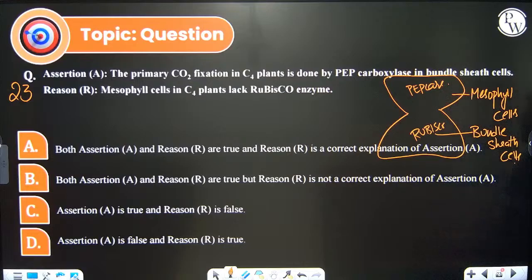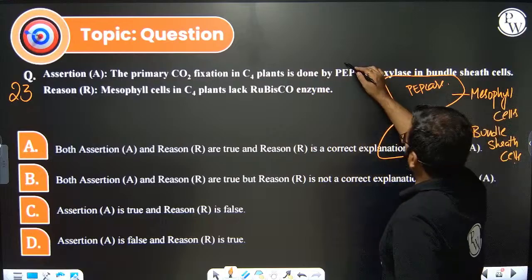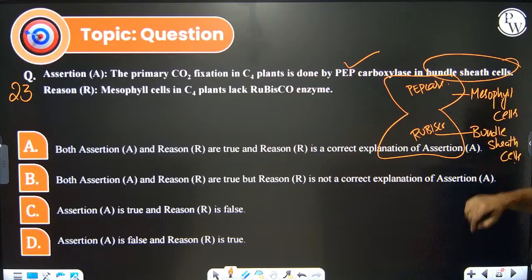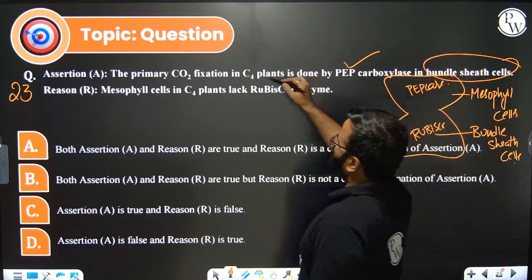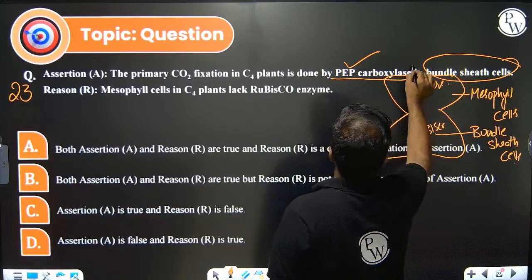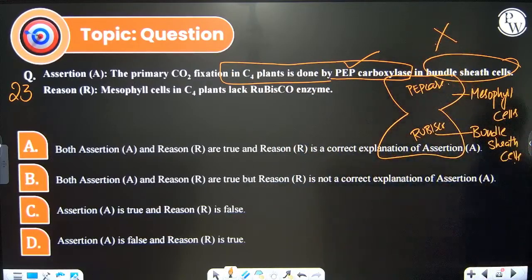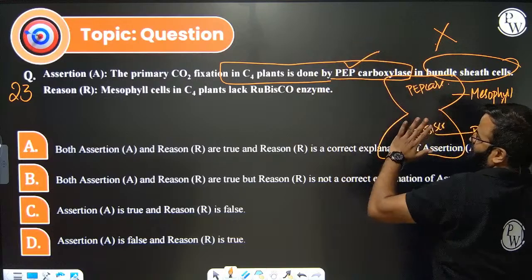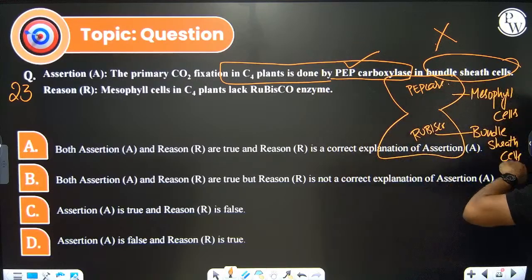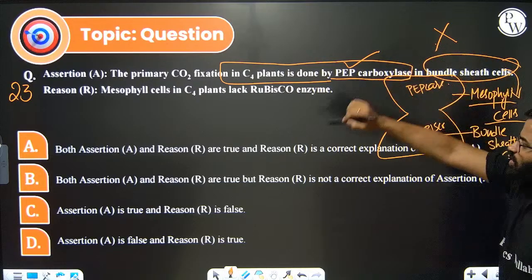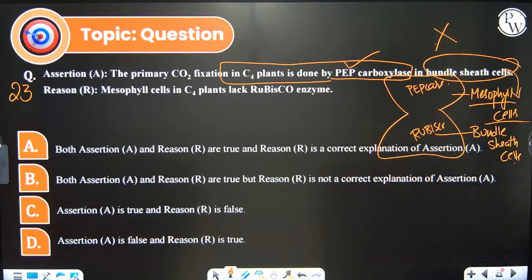The primary CO2 fixation in C4 plants is done by PEP carboxylase, which is true. But in bundle sheath cells? No, in mesophyll cells. So this assertion as a statement is wrong. That much is fine, but he is saying in bundle sheath cells. It should be mesophyll cells. So it is wrong as a statement.